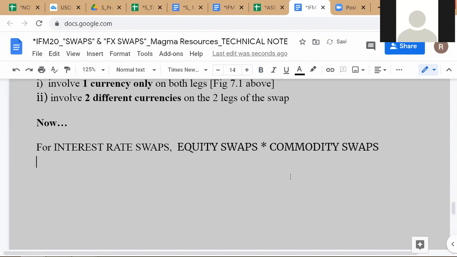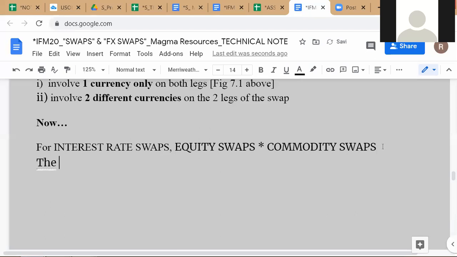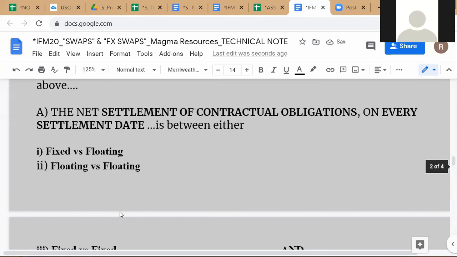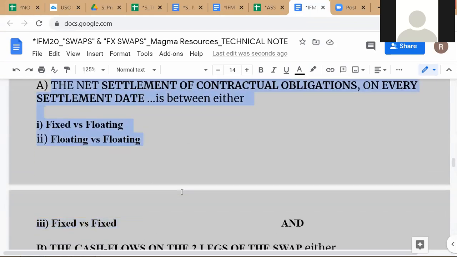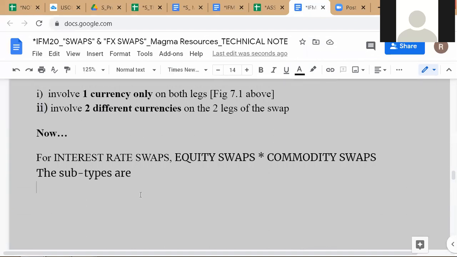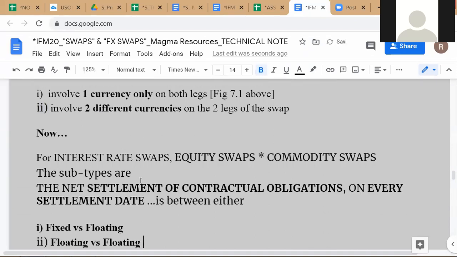Now these three have the same structures: interest rate swaps, equity swaps and commodity swaps. Let's see. I may make some changes here. So here you can have the subtypes. These three products, all three products we are describing in the same way.